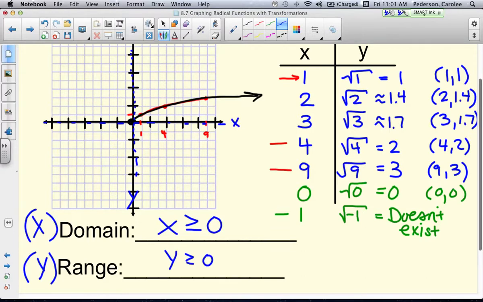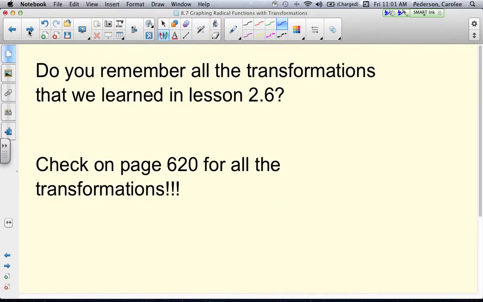So anything above the 0 line here is y ≥ 0. All right. On page 620 it talks about all the transformations that exist with the square root function. We also talked about this in lesson 2.6, if you want to refer back to your notes, that'll help you also.